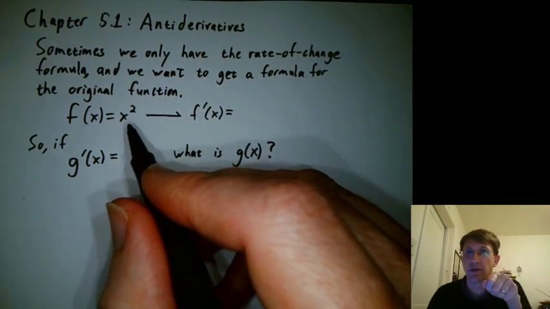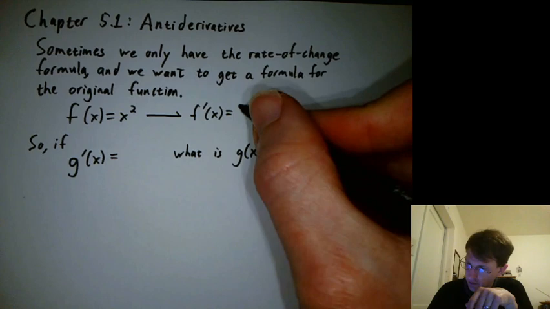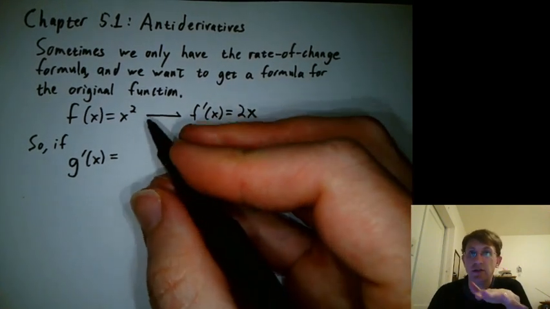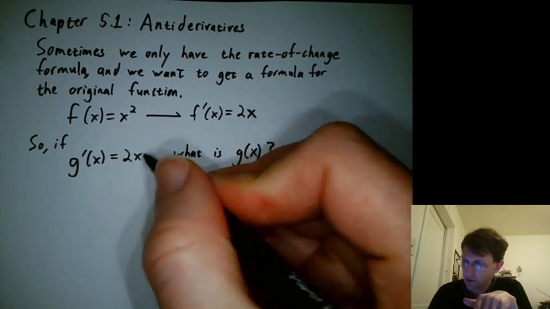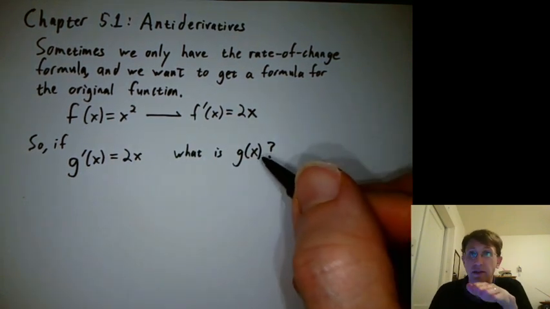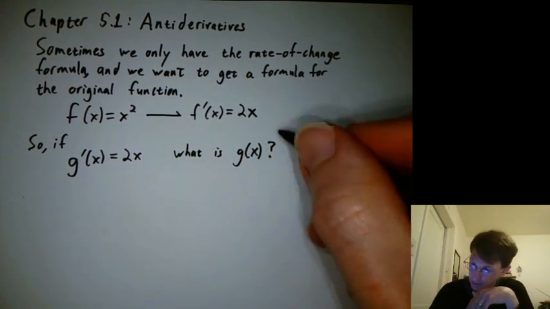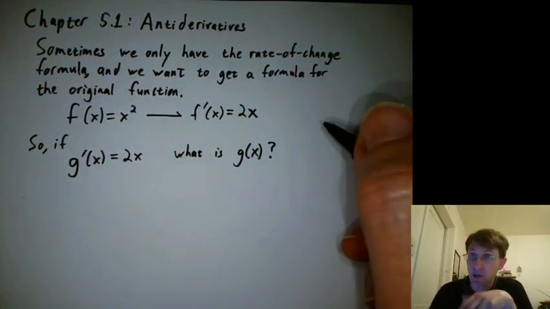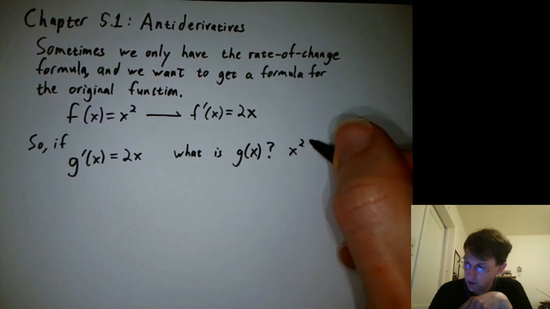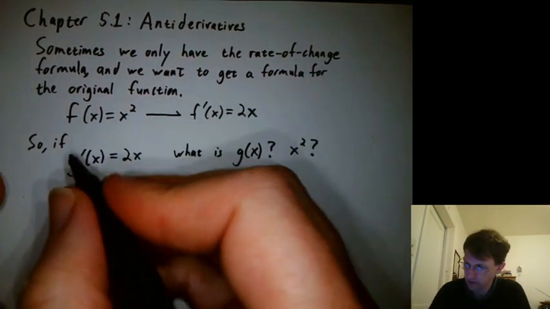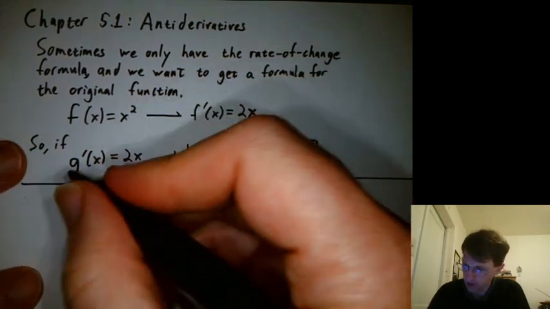If f of x equals x squared, what is f prime? Hopefully you said 2x. So then if some other function g prime of x equals 2x, what would you guess that g must have been to give me g prime equals 2x? Well, since I just gave you this big hint, you're probably thinking x squared. Seems like a reasonable guess. It certainly works.